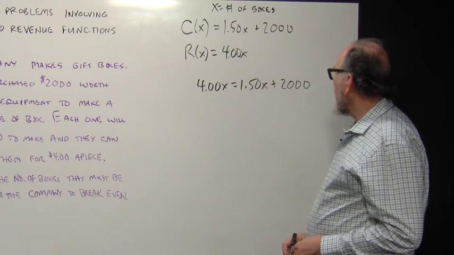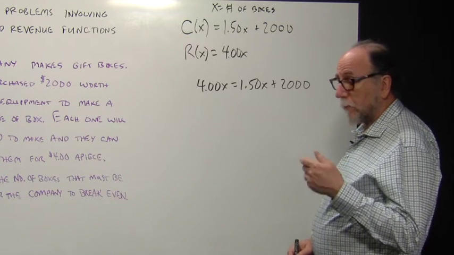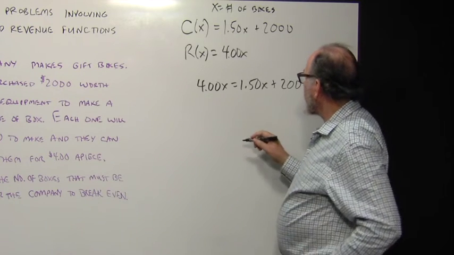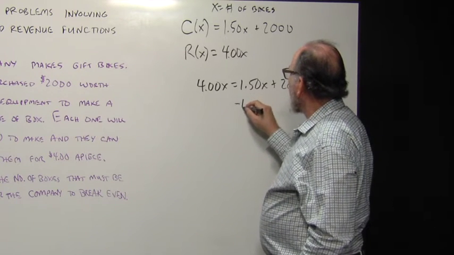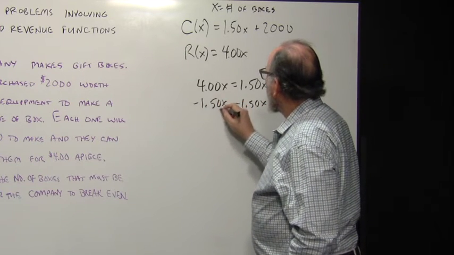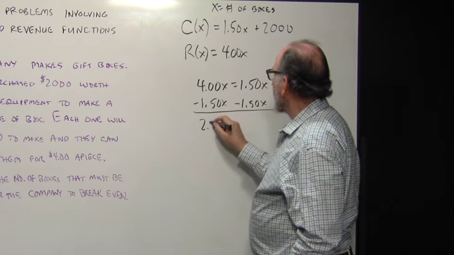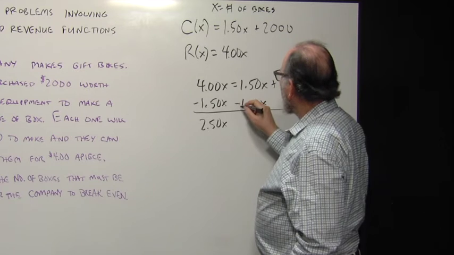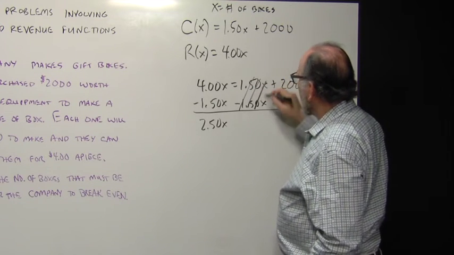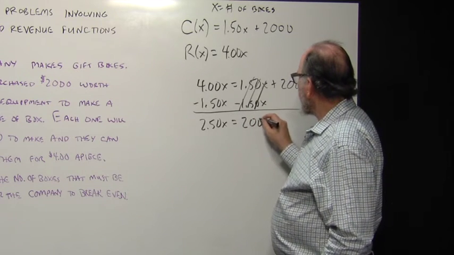Okay? So we need to solve this equation now to find x, the number of boxes it would take to break even in this situation. First thing we do is get the x's together by subtracting 1.50x from both sides. And $1.50 times x subtracted from $4 times x would leave $2.50 times x. These two are opposites, so they add to 0. We can eliminate them. And what's left on the right here is 2,000.